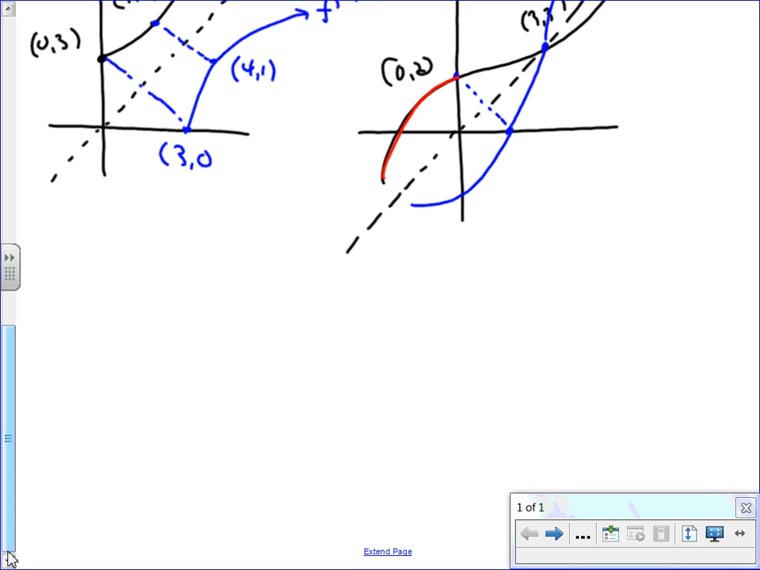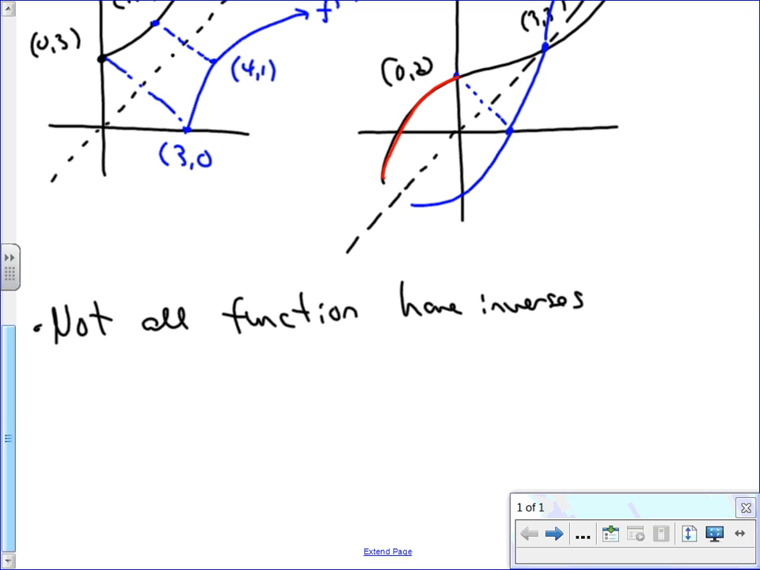All right. Important: not all functions have inverses. Not all functions have inverse functions. You do get an inverse relation, but it might not be a function.